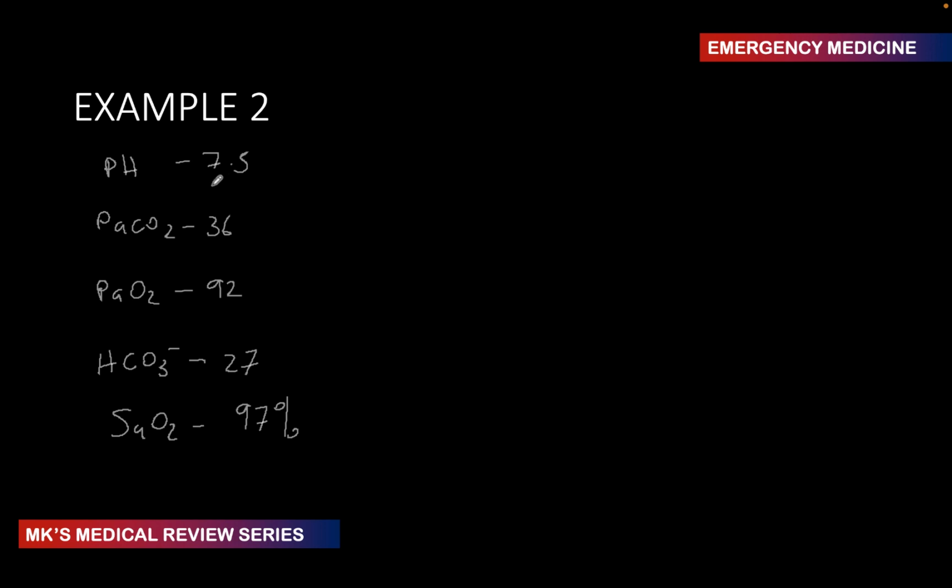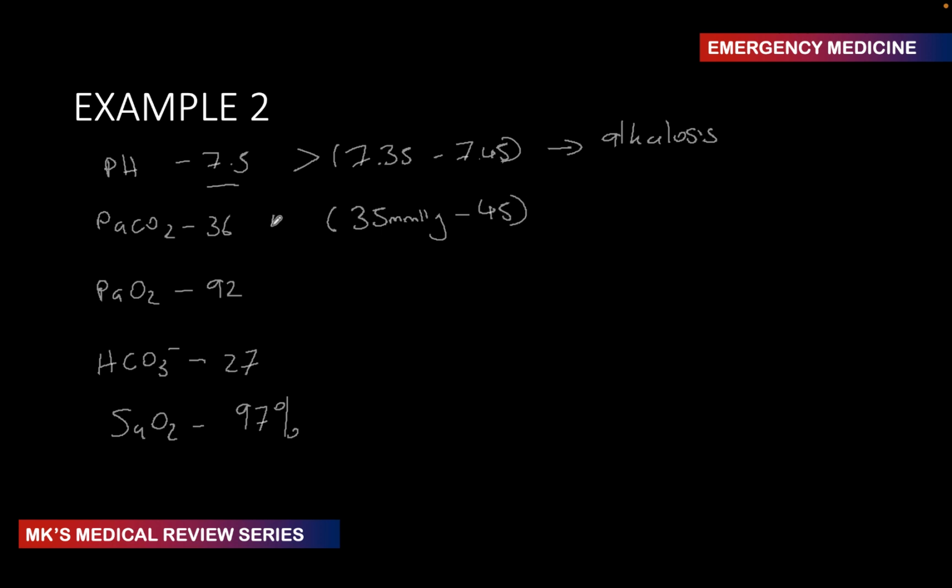Let's work it out. We'll start again with our pH. Remember our normal pH is 7.35 to 7.45. So now this 7.5 here is greater than 7.45. So this is greater than our range that is given. So this patient here has an alkalosis. Okay. We now come to our partial pressure of carbon dioxide. Remember that our carbon dioxide partial pressure is going to be 35 millimeters of mercury to about 45 millimeters of mercury. This here, 36, is normal. So already this is creating a difference between our results, because here this is normal.